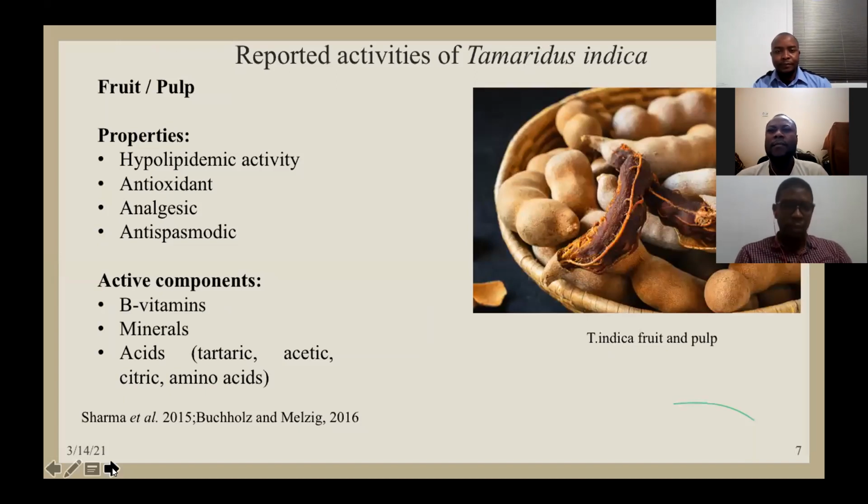The fruit or pulp is reported to possess hypolipidemic activity, antioxidant activity, analgesic, and also antispasmodic activity. The bioactive components present in the fruit or pulp include vitamins, minerals, and also acids.